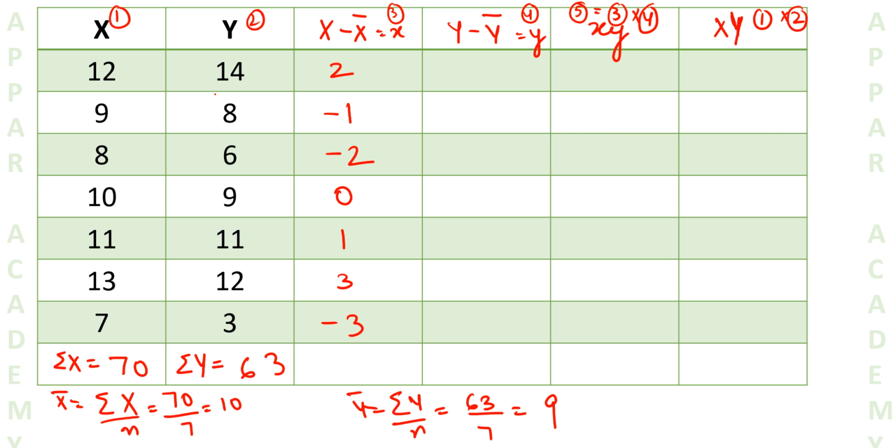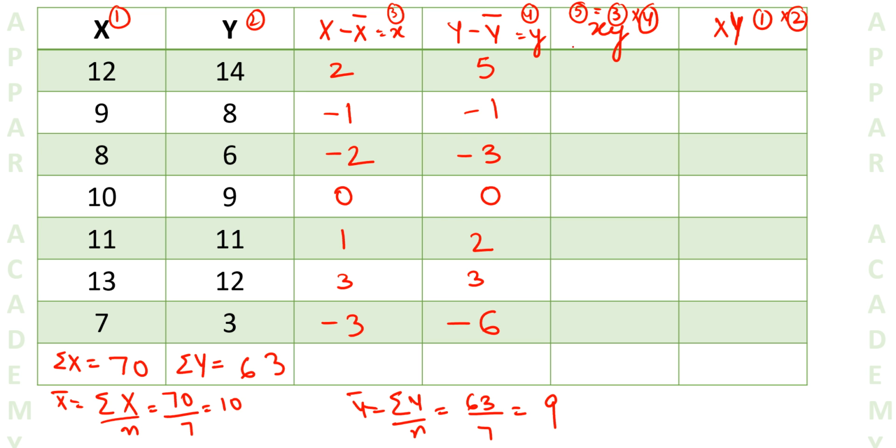Then is y minus y bar. So it is 14 minus 9, that is 5. 8 minus 9 is minus 1. 6 minus 9 is minus 3. 9 minus 9 is 0. 11 minus 9 is 2. 12 minus 9 is 3. And 3 minus 9 is minus 6.